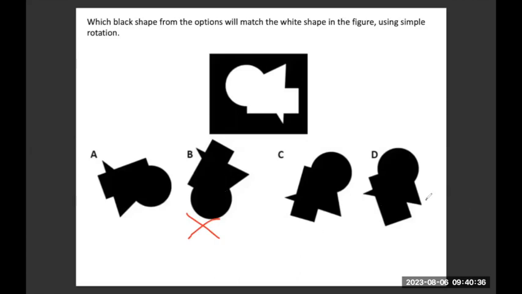Then if I look at option D, look at this distance and look at this distance, which is happening here. So D, not possible. Then if I look at A, look at this triangle and look at the triangle cutout which is there here. So again, A is not possible. What am I left with? Option C. So that's the correct one.